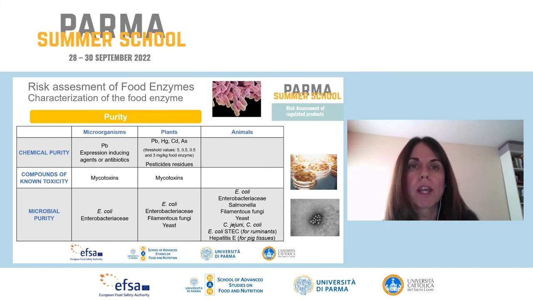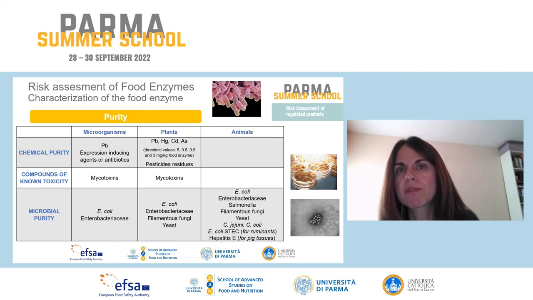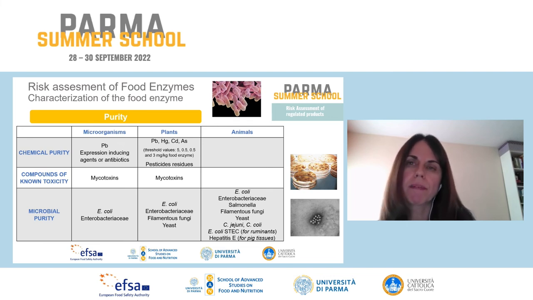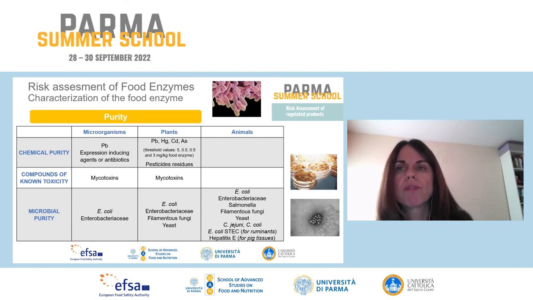Enterobacteriaceae. For enzymes of plant origin, apart from concentration of heavy metals, the food enzymes should also be screened for pesticide residues and for relevant mycotoxins. And microbiological purity should be established in this case for those already mentioned, but also for filamentous fungi and yeast.